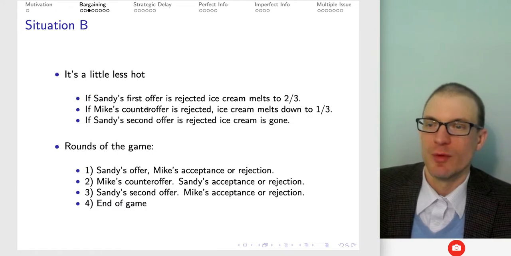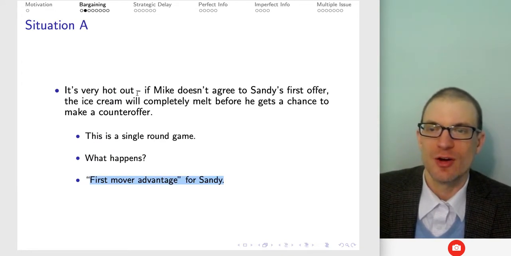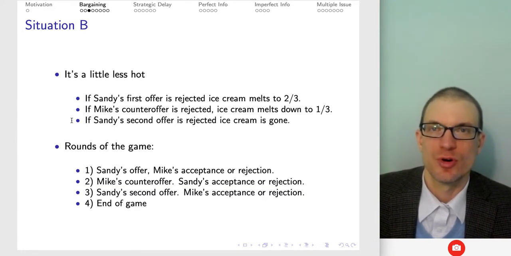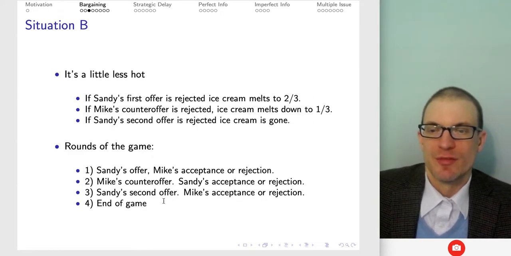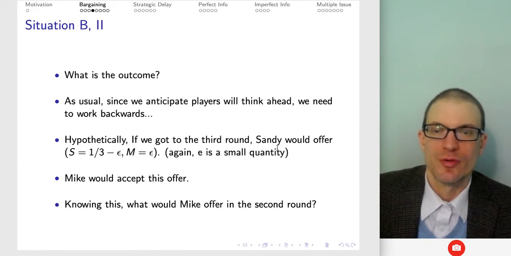And so going back to situation A and situation B, if it's hot out, Mike doesn't agree to Sandy's first offer, and the ice cream completely melts before Mike gets a chance to make a counteroffer. This was the one-shot game, where Sandy has a huge first mover advantage. If the pie shrinks more slowly, this is like my 12-ounce, 8-ounce, 4-ounce game. Now if we were to get to the third round, Sandy would offer, in my example, 4, and then Mike would get 0.